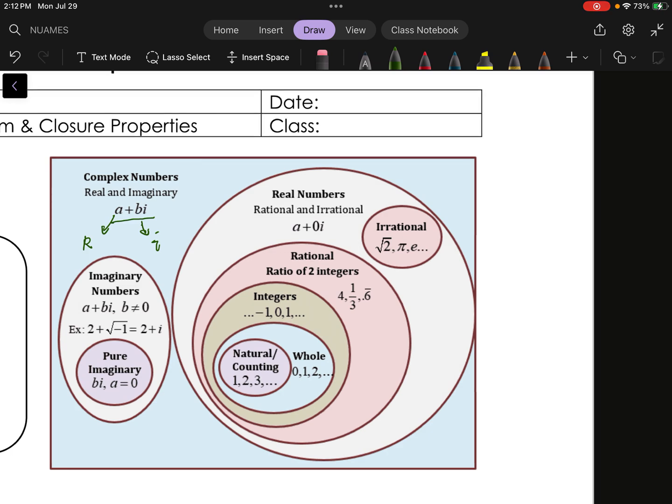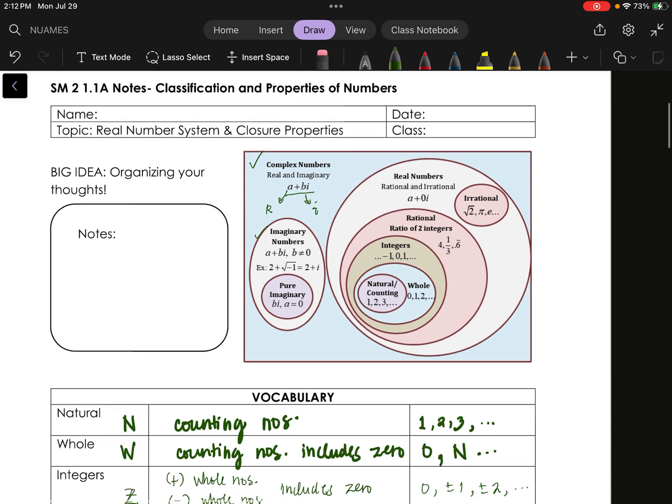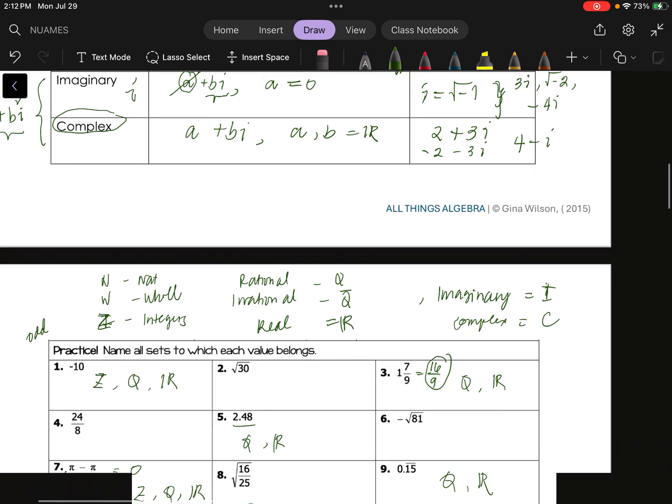Okay, because everything that you've learned so far are mostly on the real number system, but later on we will be introduced how to solve, for example, an imaginary number or complex numbers. Okay, but it's important that in this lesson you know how to identify what type of set it is under the set of the complex number system.